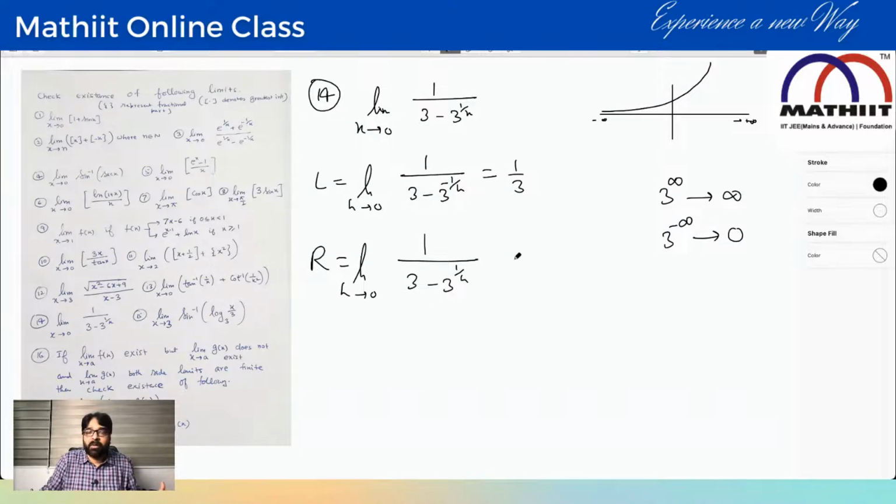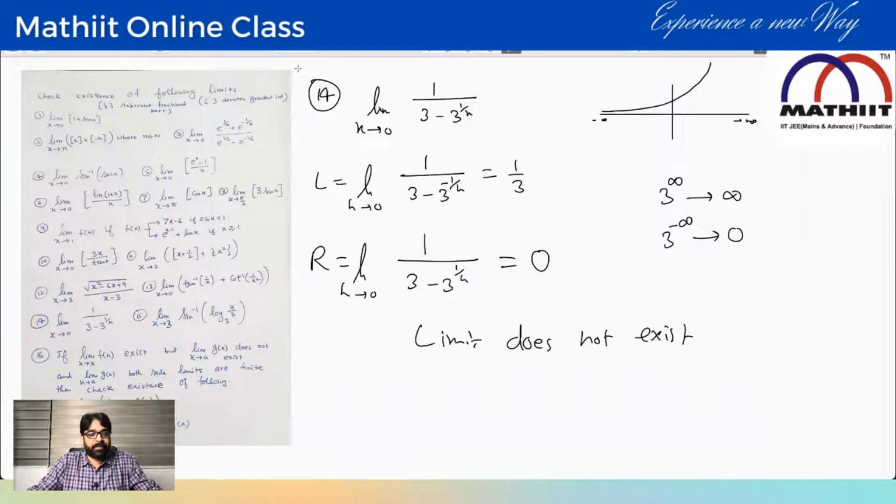1 by infinity form always gives you 0. So these two are not equal. Limit does not exist. I'm sure everybody understood the point clearly. Right? Next question.